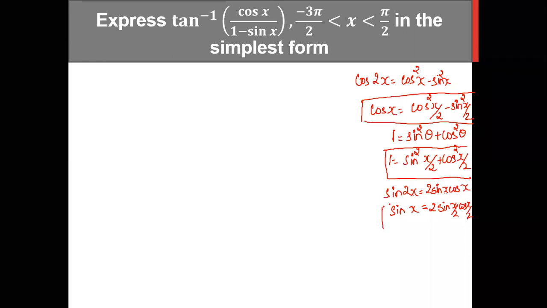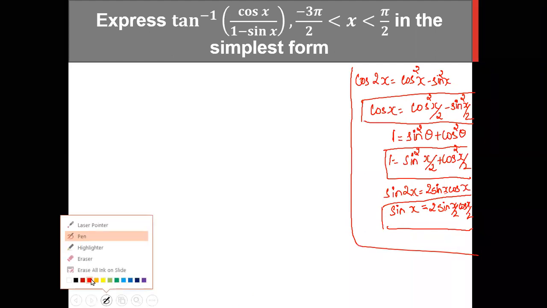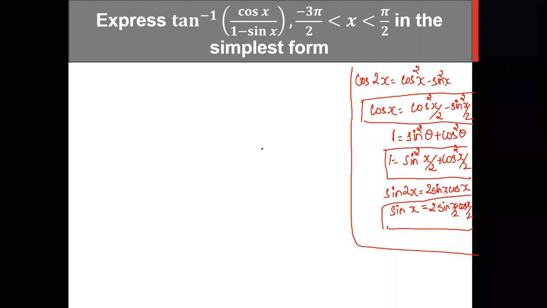Now substitute these three things in your question. So now my question was tan inverse of cos x divided by 1 minus sin x. Okay. Now you find the answer. If you have understood the substitution, try to find the answer.